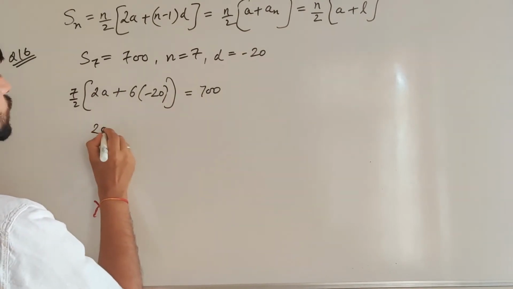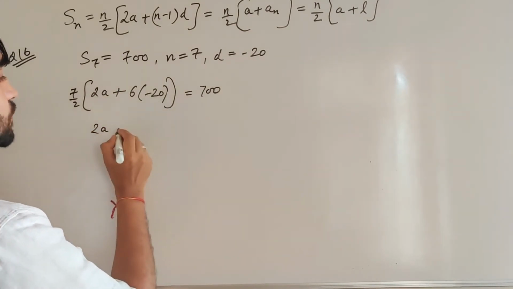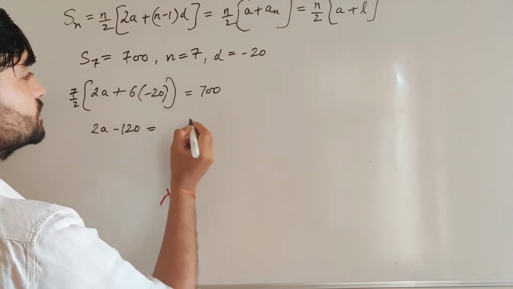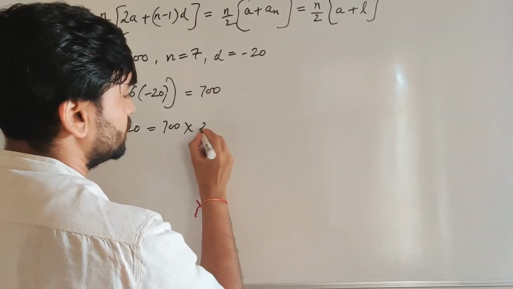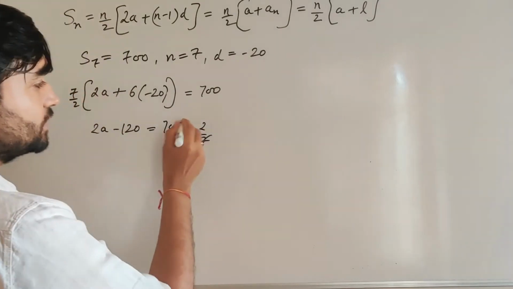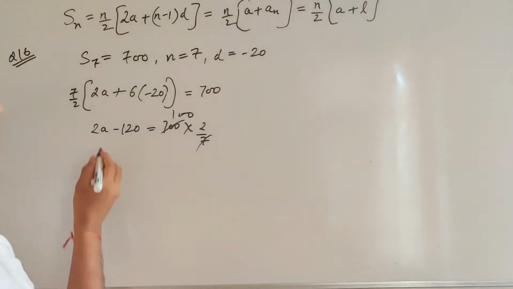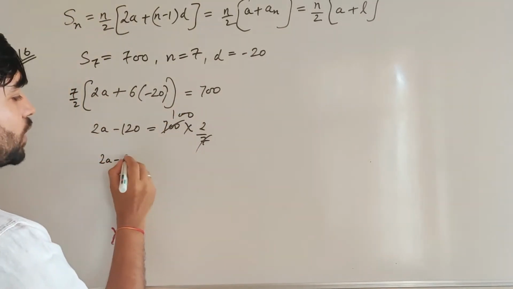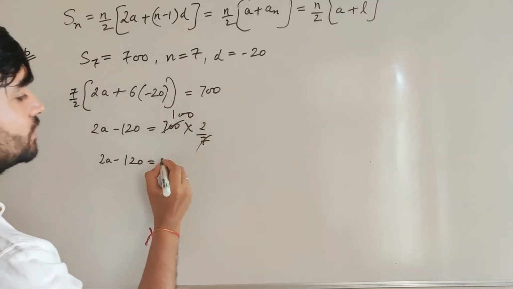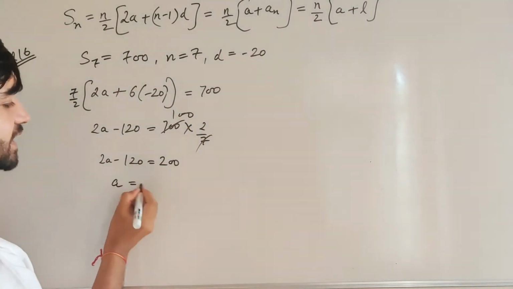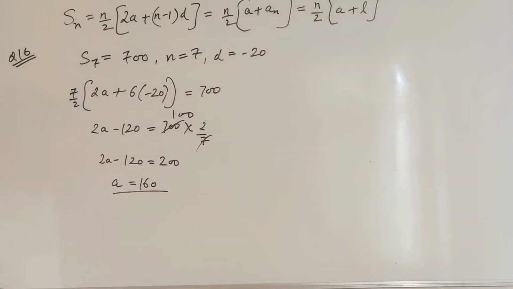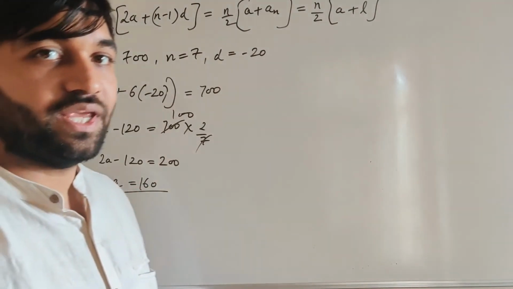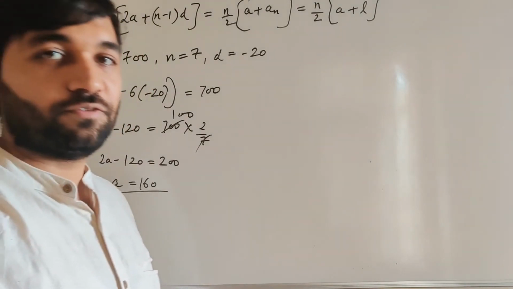So I'll get 2a minus 120 equals 700 into 7 by 2. The 7 by 2 goes to the other side and becomes the reciprocal. I'll do the cancellation here, I get 100. So I get 2a minus 120 as 200. I simplify, I get a as 320 by 2, which is 160. So I got the first term basically. A equals 160 means nothing but the first term.